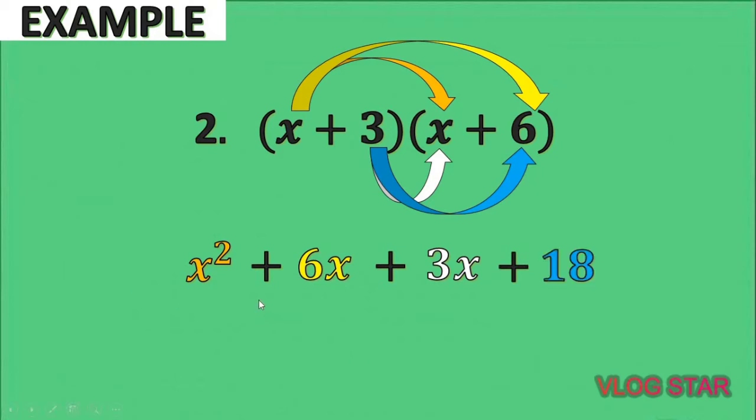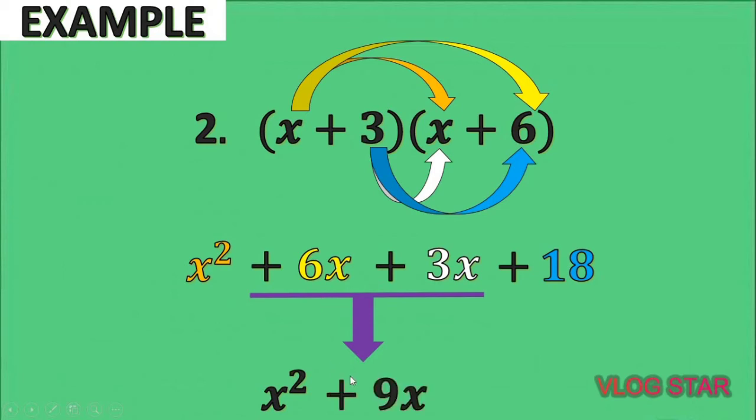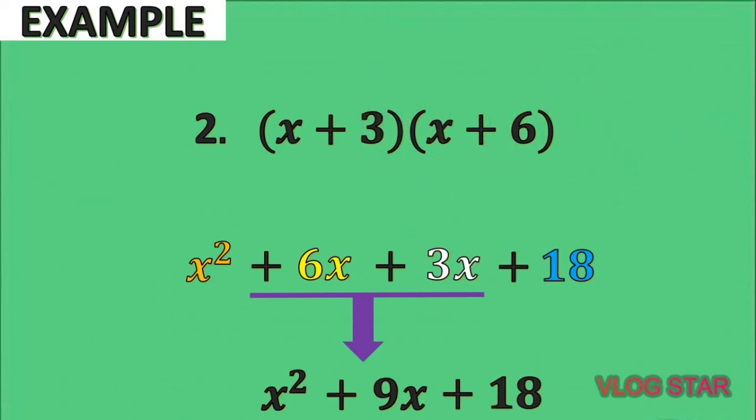Now looking at our result here, the two middle terms, positive 6x plus 3x, can be combined. Using our knowledge regarding addition and subtraction of polynomials, we can simplify further our answer. Copying the first term, we have x squared. Now combining this, since they are both positive, we can just simply add these two. Answer is 9x. We have positive right here. The operation is plus because we just added two positives. Copying the last term, we have plus 18. Therefore, the answer is x squared plus 9x plus 18.